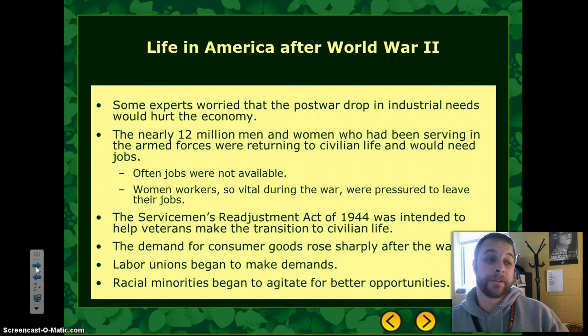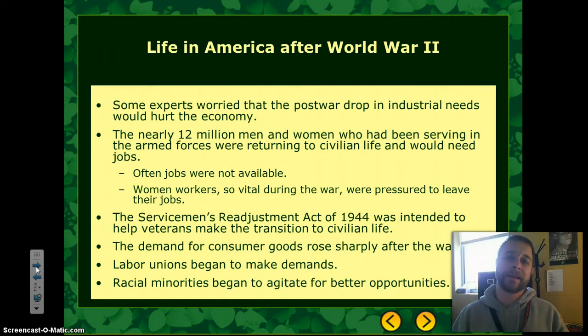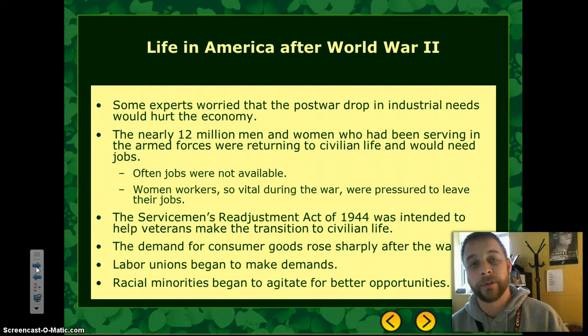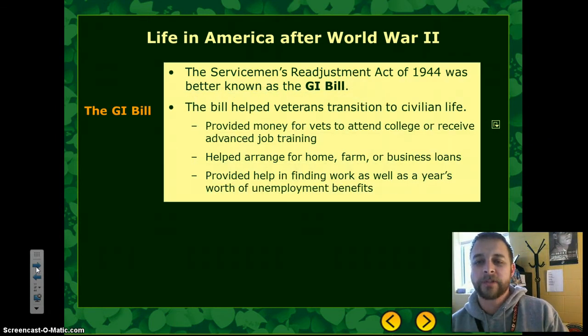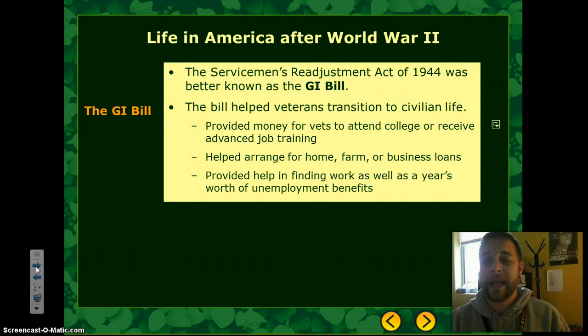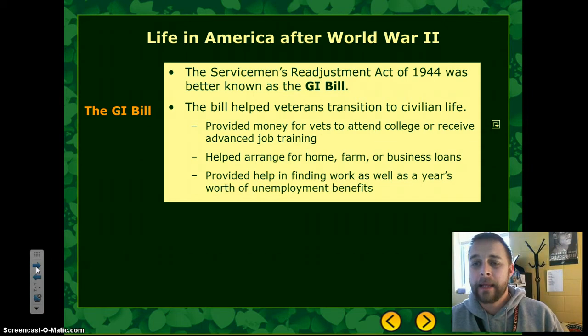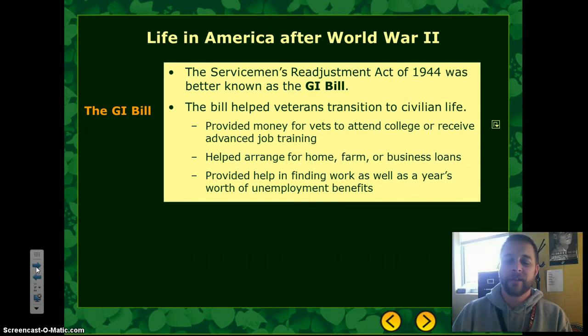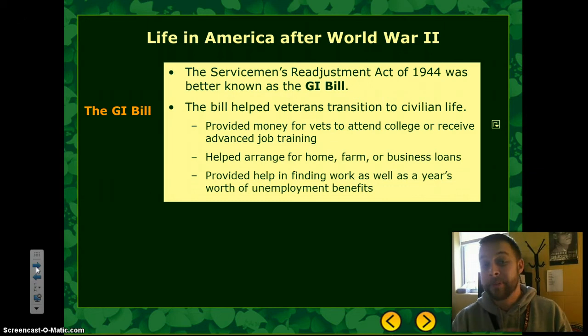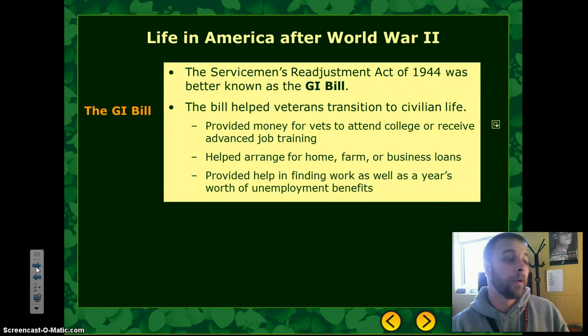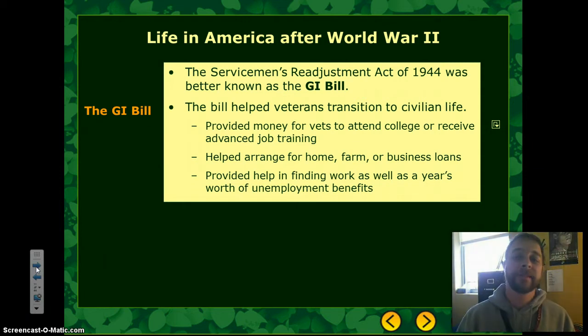And also returning African Americans, they've been fighting for democracy abroad, and now they come back and they're seeing the discrimination at home, so they're going to start agitating for better opportunities as well. All right, so one of the main aspects of the Servicemen's Readjustment Act was the GI Bill. And this bill helped veterans transition to civilian life because it provided money for veterans to go to college or get job training. It provided money for loans for homes, farms, small businesses, all of these kinds of things.